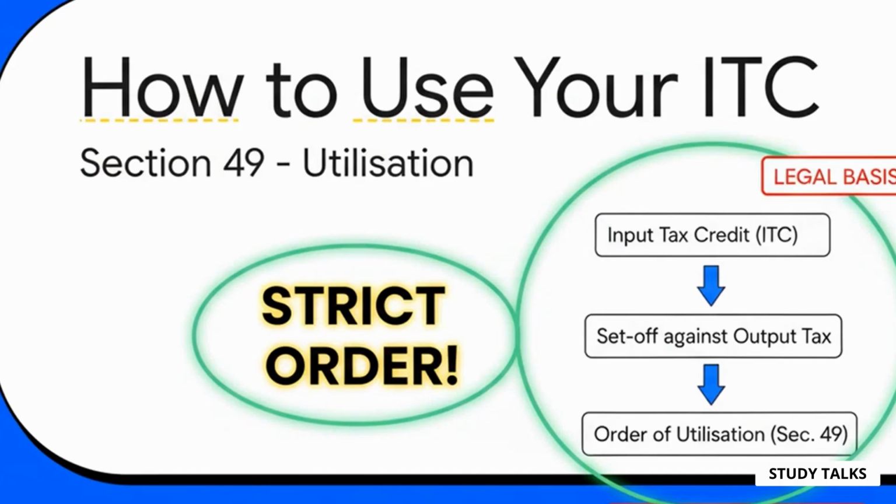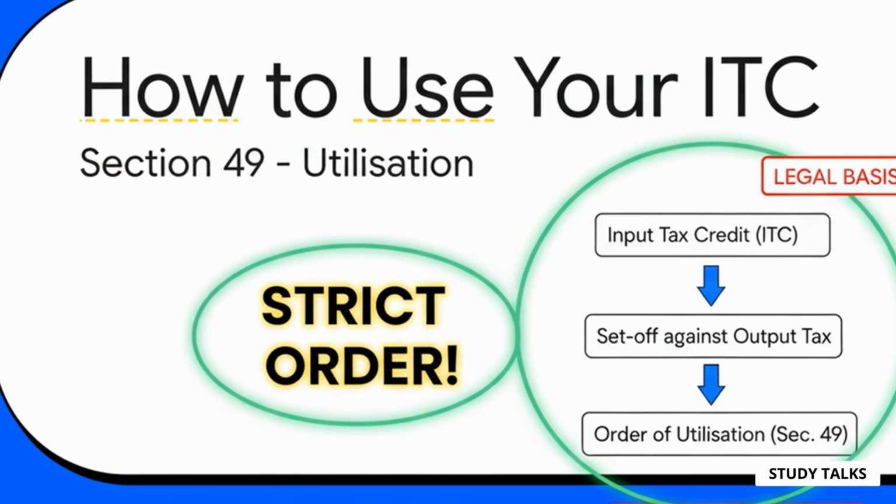Fantastic! We've worked so hard to figure out what credit we can claim. Now let's move to the next critical part. How do we actually use it? This whole process is governed by Section 49, and it lays down a very strict order for setting off your ITC against your output tax liability.